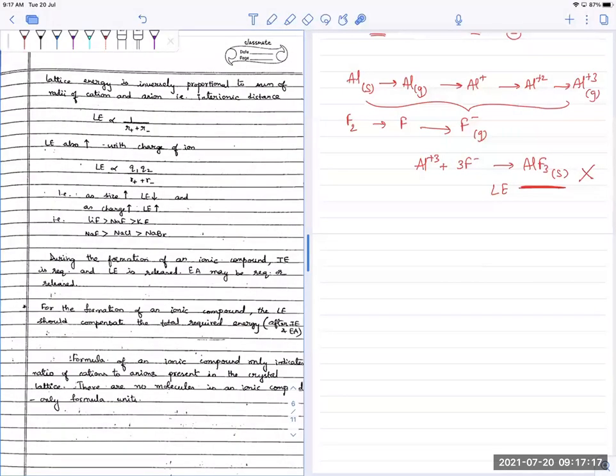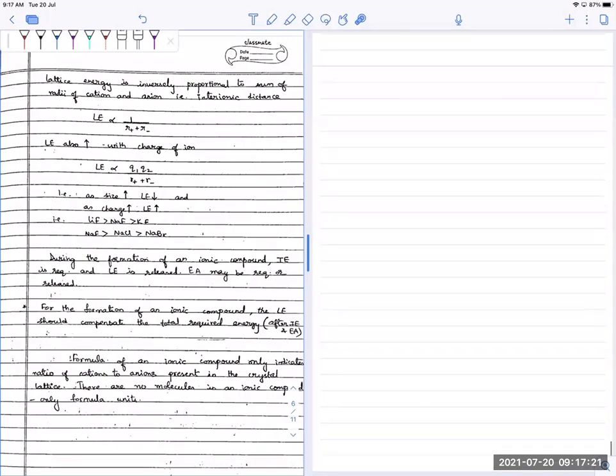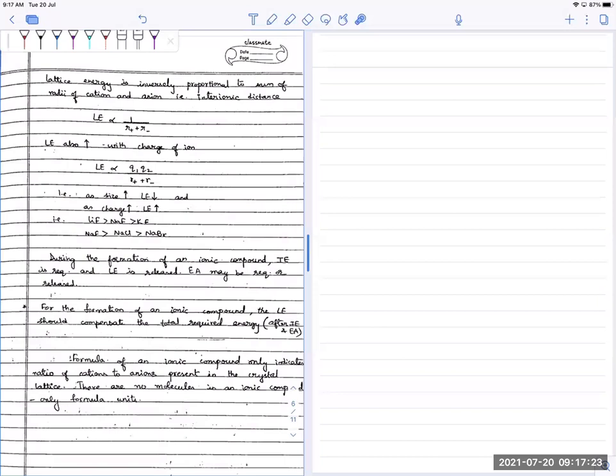So now that we know what lattice energy is, next we're going to see which one has more lattice energy and which one has less lattice energy. So magnitude wise, what does lattice energy depend on? Lattice energy depends on two things.